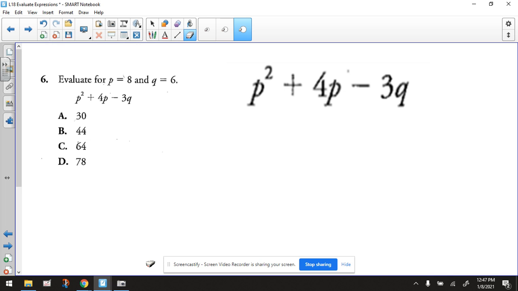Hey everybody, Miss Teacher here helping you on number 6 from L18. It says evaluate for P equals 8 and Q equals 6, and they give you this expression.